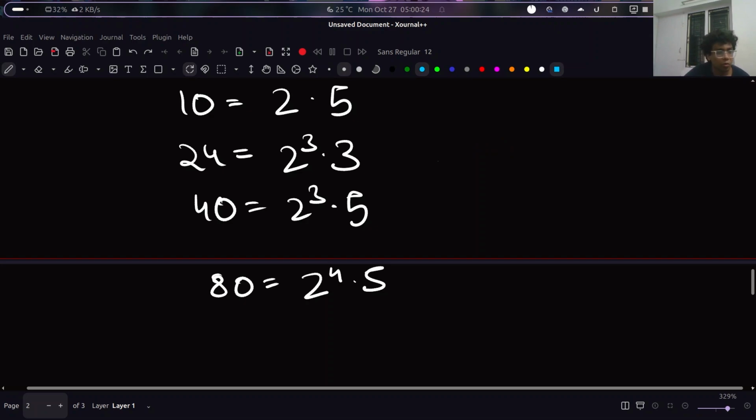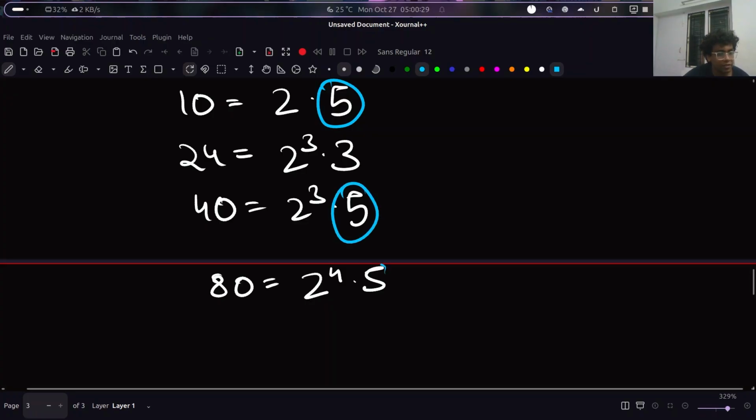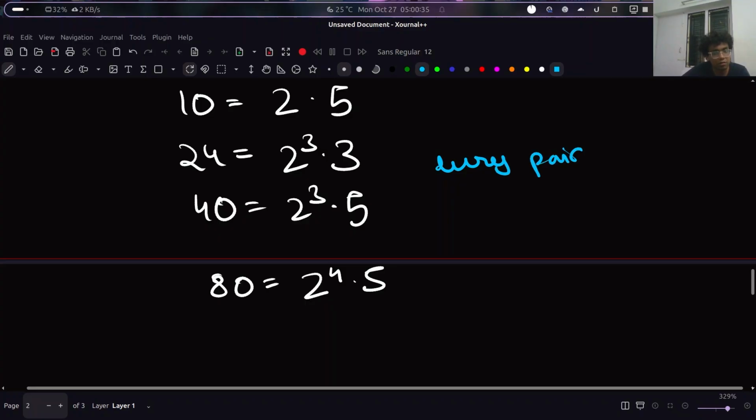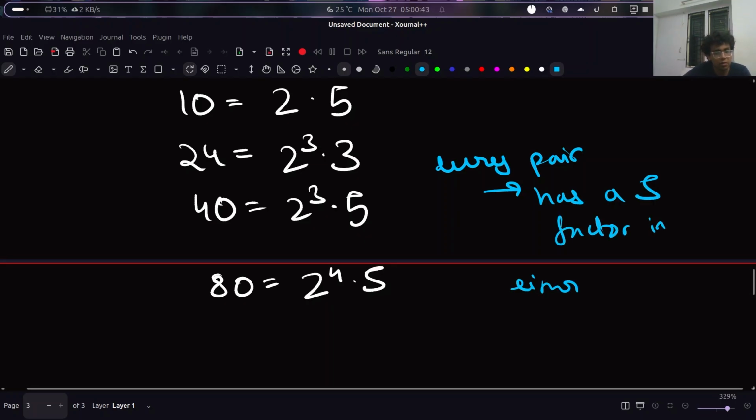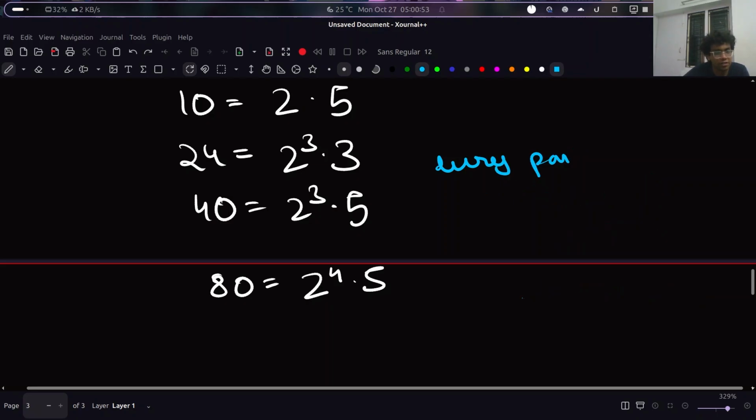Okay, what about 5? Well, we can see that this element has a 5, this element has a 5, and this element has a 5, right? So every pair has a 5 factor in either AI or AJ, right? Therefore 5 is going to be in the final GCD because every LCM is going to have this 5. So 5 is going to be a factor in the final GCD.